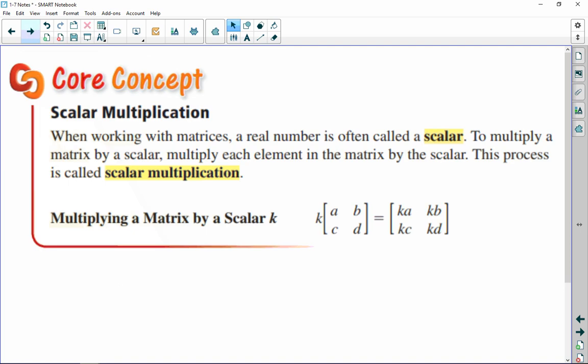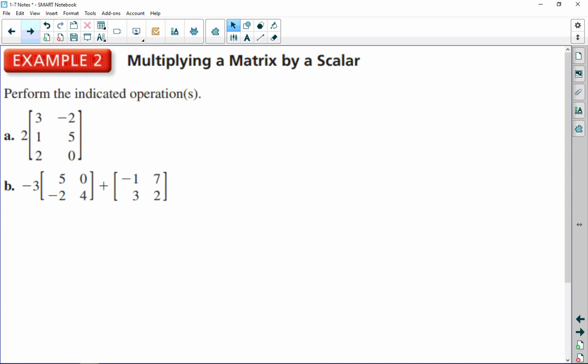All right, look at number 2. Scalar multiplication. Scalar multiplication, you're just multiplying by a scalar, which is basically just you have a number outside of the matrix. Okay, now, you treat this very similar to distributive property. Okay? I'm just going to take that k and multiply it times each element in the matrix.